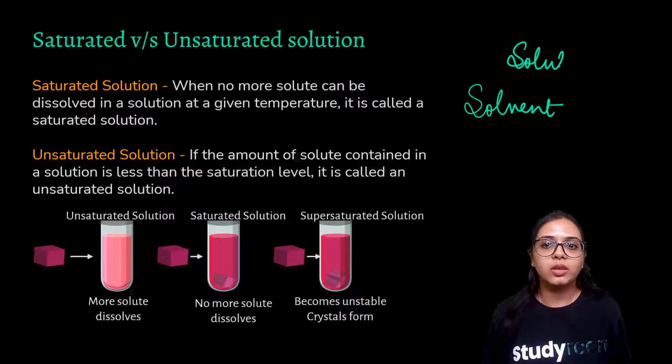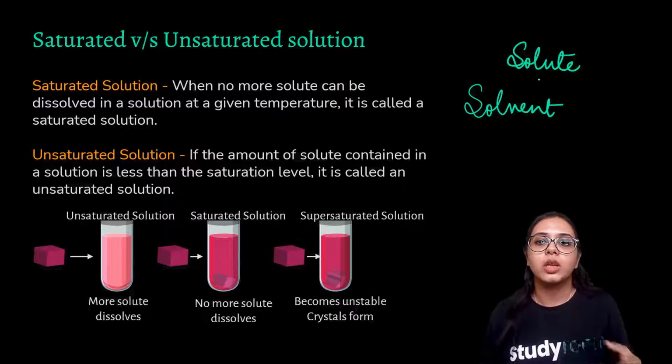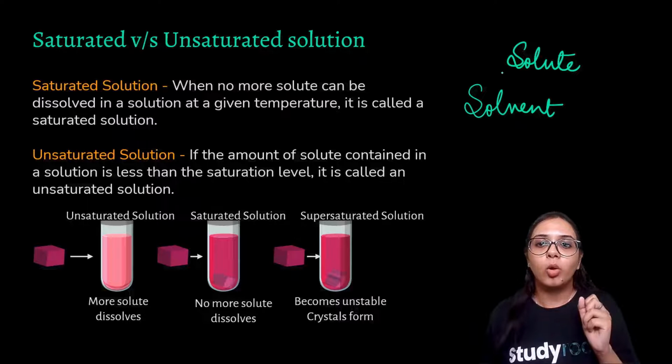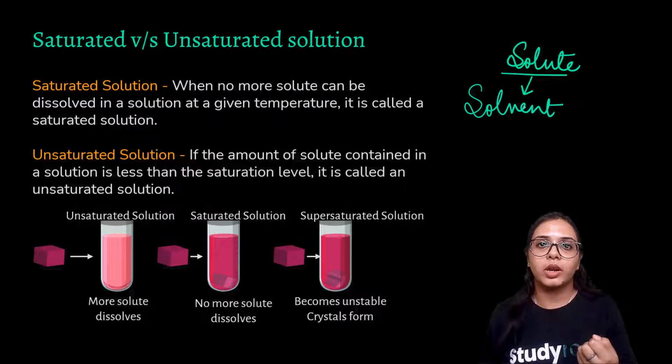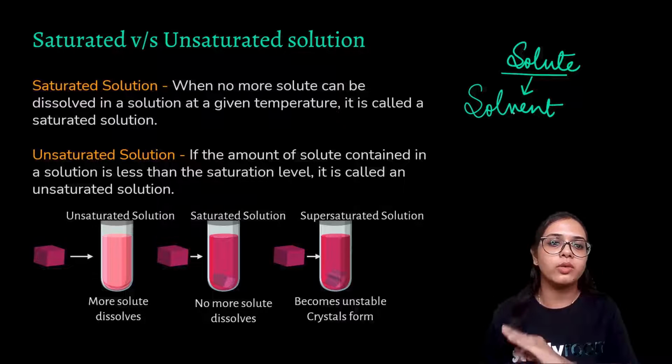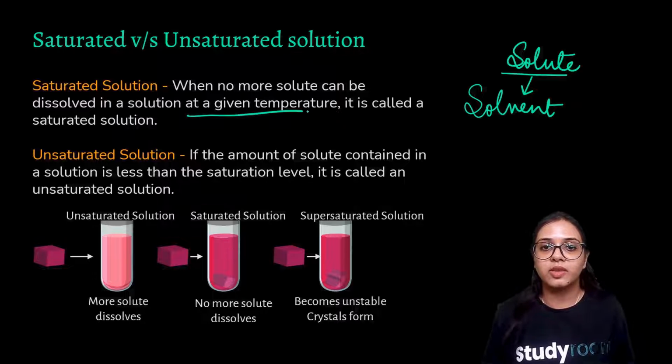No matter how much you increase or decrease the temperature, there will come a time when no more solute will be able to dissolve in a solvent, when no more salt or sugar or barium chloride will be able to dissolve in water. So when that state of the solution is reached, when no more solute can be dissolved in a solution at a given temperature, and this is very important, at a given temperature, it is called a saturated solution.